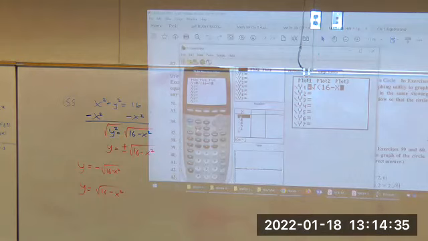And then the square root button is over here. Then you got to make sure you close the parentheses. Okay, that's one equation.